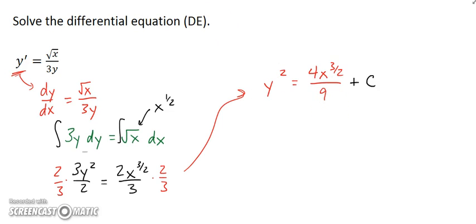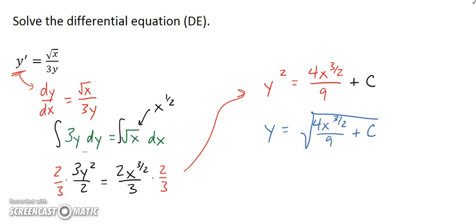And now I need to take the square root of both sides. So I've got y equals, and listen, I know this is 2 terms, okay? So I can't really do the square root of each term. I just need to write what was there and do its square root. So 4x to the 3/2 power divided by 9 plus c, I need its square root.